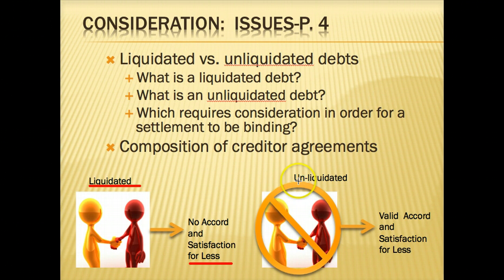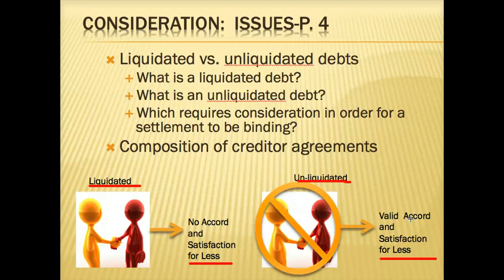Now on the right, we have an unliquidated debt. And unliquidated means it's disputed. That means the parties aren't in agreement. So you can see on the diagram, I have a circle with a line through it, signifying that there's no agreement between the parties on how much is owed. If there's a disagreement, and then the parties reach an accord and satisfaction, that is binding on the parties. Why? Because each party gives up something.